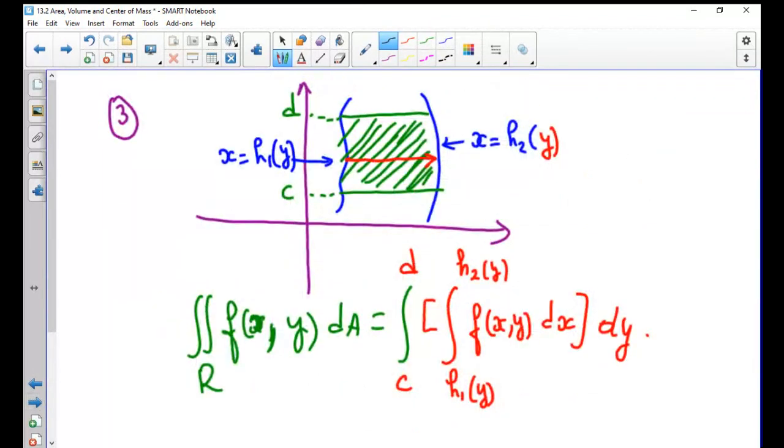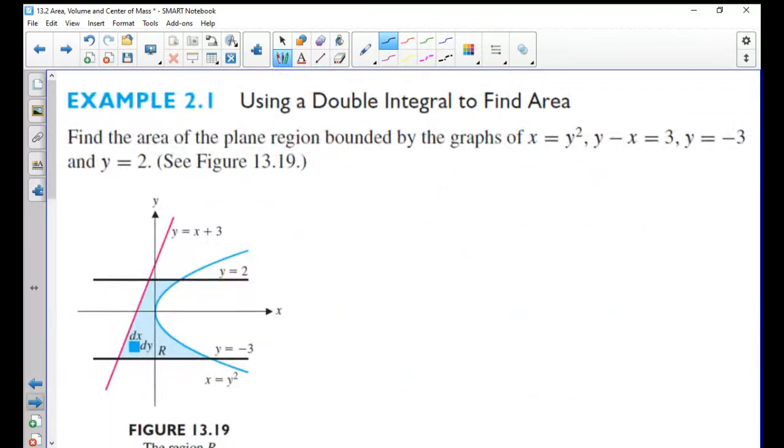So here is the first example. Find the area of the region bounded by the graph x equals y squared, which is this blue parabola, and y minus x equals 3. What is the graph of y minus x equals 3? It's a straight line, given here.